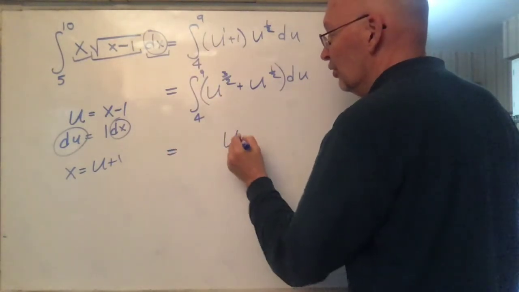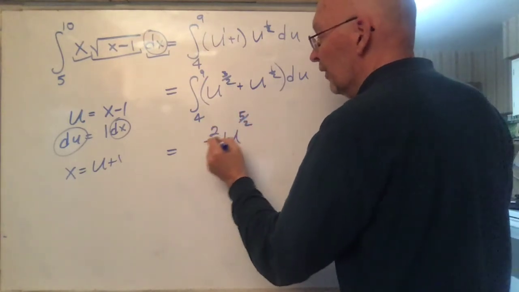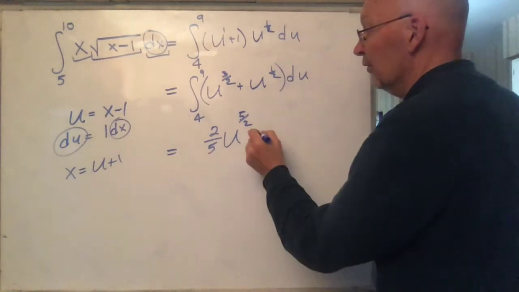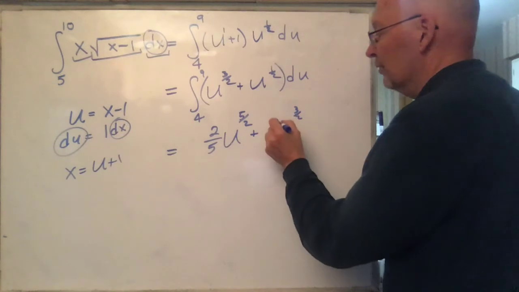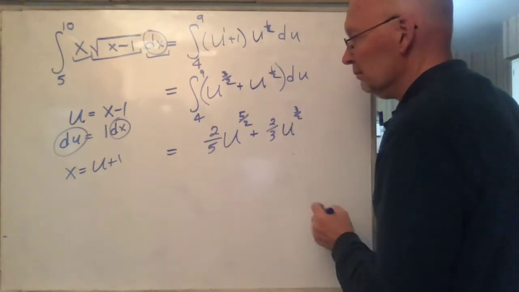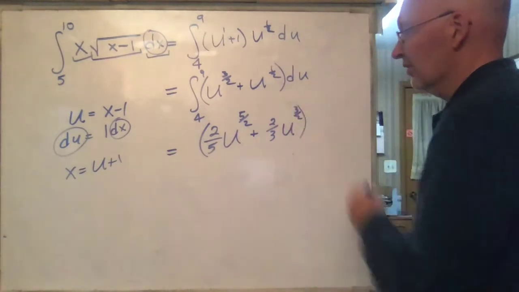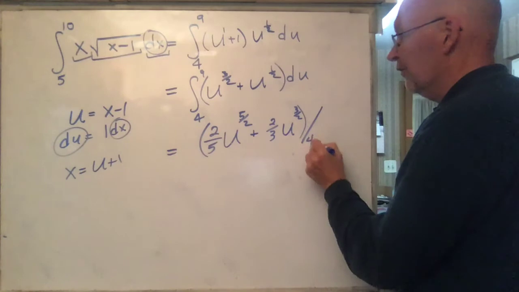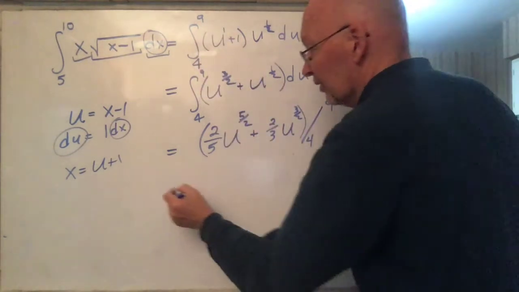It's going to be what? u to the 5/2, add 1, times 2/5. Dividing by 5/2 is the same as multiplying by 2/5. And here, u to the 3/2 times 2/3. So you do all that. You can add c of 0 if you want, just 0. And you integrate from 4 to 9. So remember, you always need to change your limits of integration.